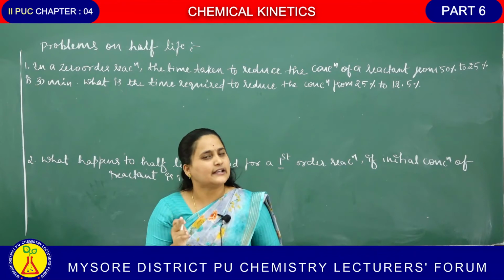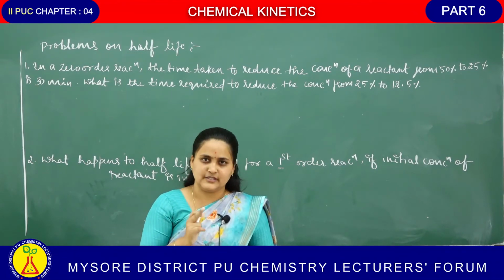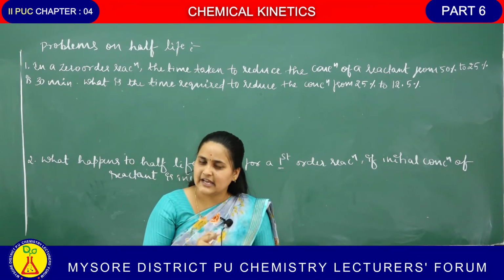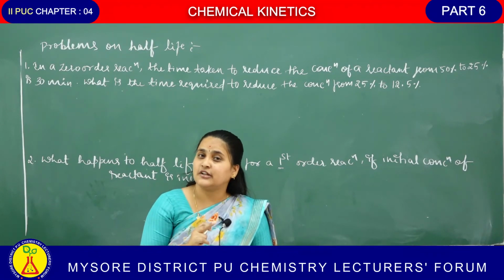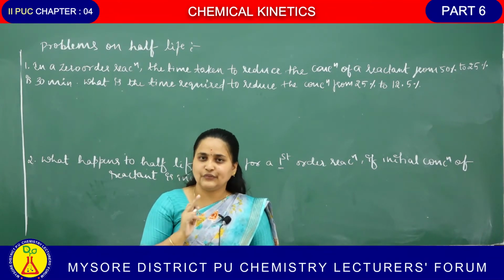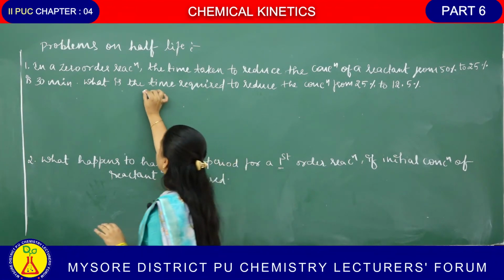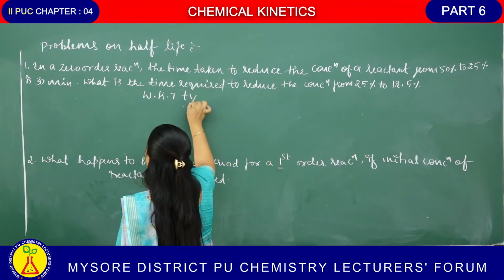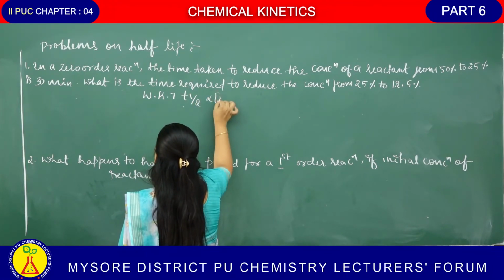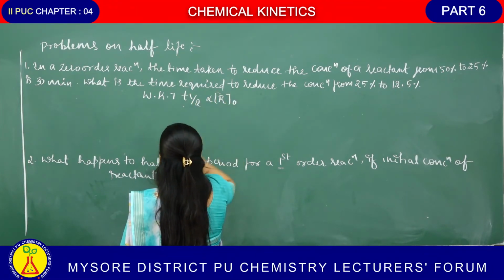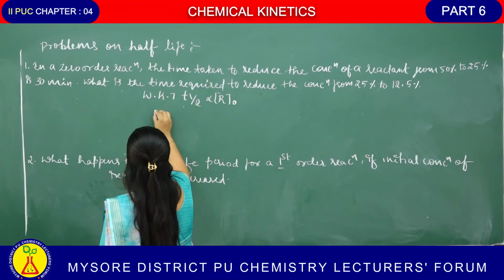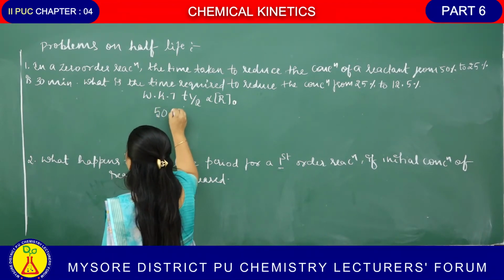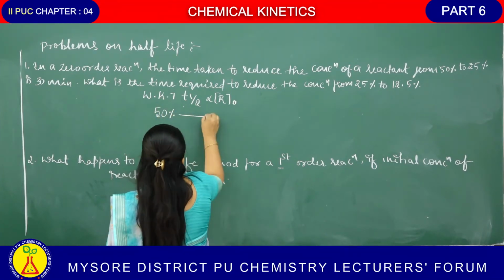Half life T half is directly proportional to R naught, which means the half life of a zero order reaction is directly proportional to the initial concentration of reactant. Therefore, we know that T half is directly proportional to R naught.